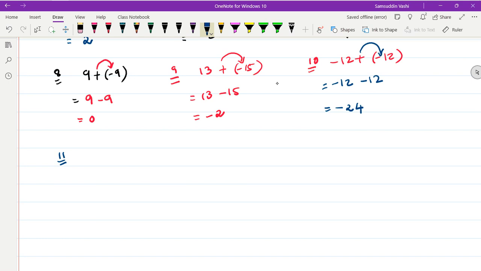Then 11. Okay. Minus 7 plus 7. Borrowed 7 but paid back also 7. What is my financial situation? 0. Right? I don't owe anyone, isn't it?